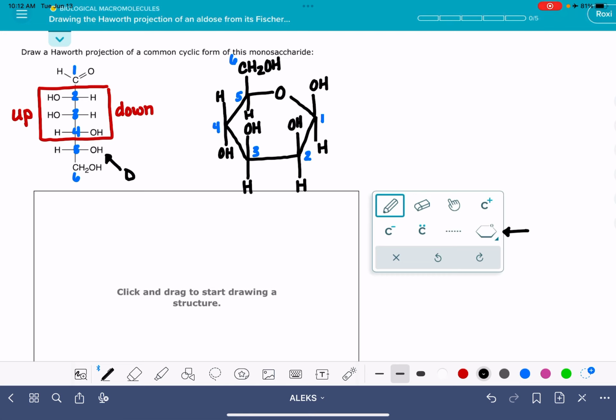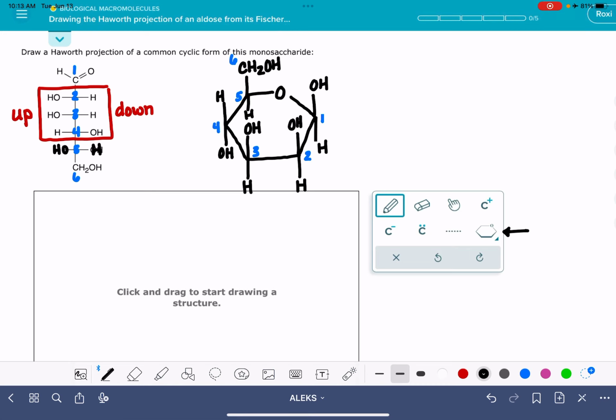If we had the L version of the sugar, it would look like this. We'd have an OH on the left, and this would just be a hydrogen over here. If we had the L version, we would reverse the positions of the substituents on carbon number 5. So the L version would look like that. That's kind of tricky. I'm going to put it back to the way that it was so that it works for this particular problem.